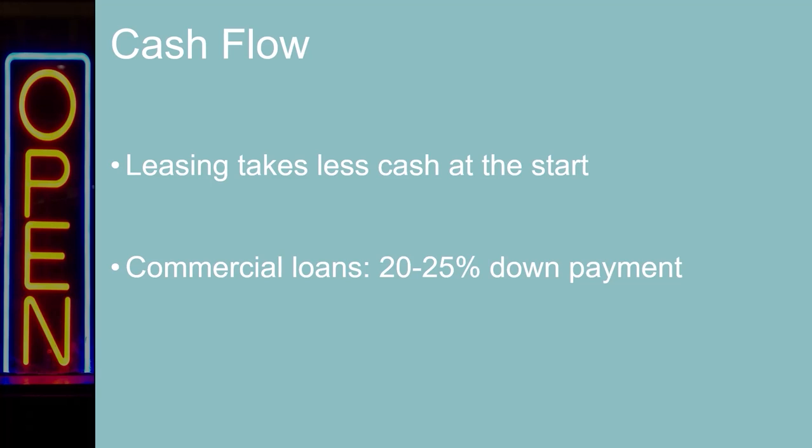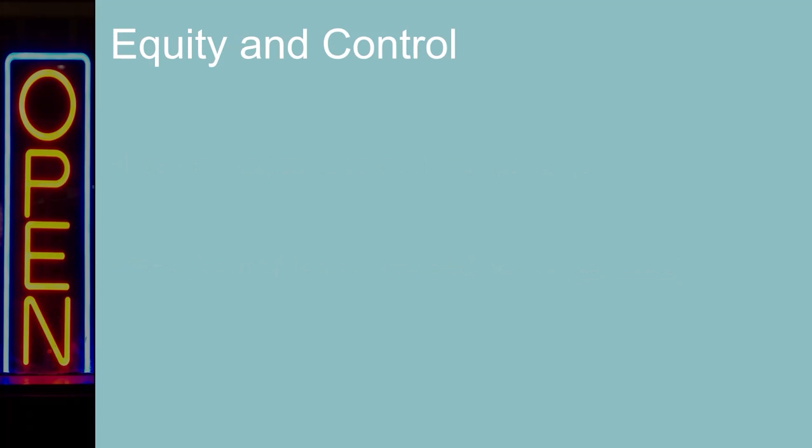Sometimes the choice between buying and leasing is made solely based on the cash flow constraints of the company. Leasing takes less cash at the start. Commercial real estate loans often require a down payment of 20 to 25% of the building's value. This is at a time when growth driven by the new location will pressure cash flow. I talked about this in the revenue section when I explained the cash conversion cycle and permanent working capital. In addition, there will be many other expenses for the new location.